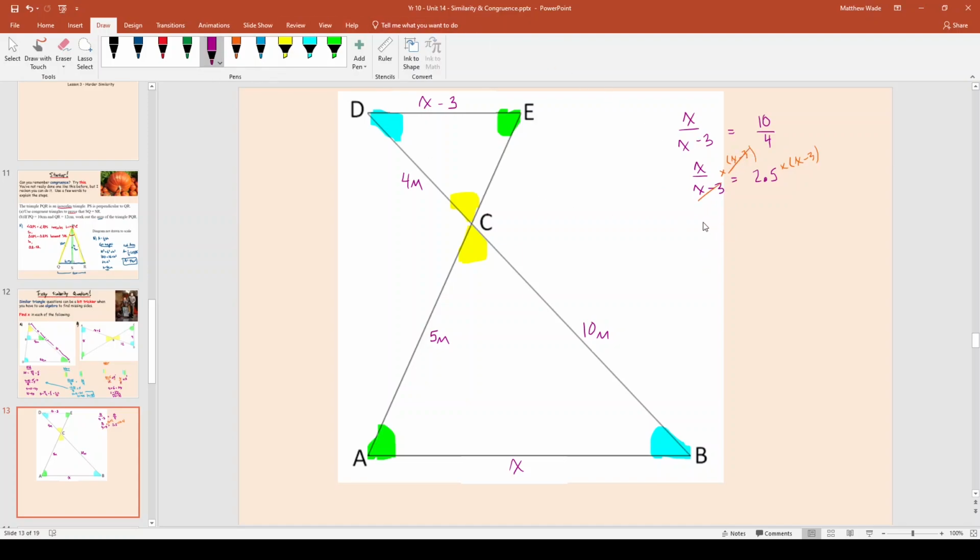And what's on the left is just an x. What's on the right? Well, you've got to times it out like a bracket. 2.5 times x is 2.5x, and 2.5 times minus 3 is minus 7.5, I believe. Cool. Rightio, next step, let's get the numbers and letters on their own.